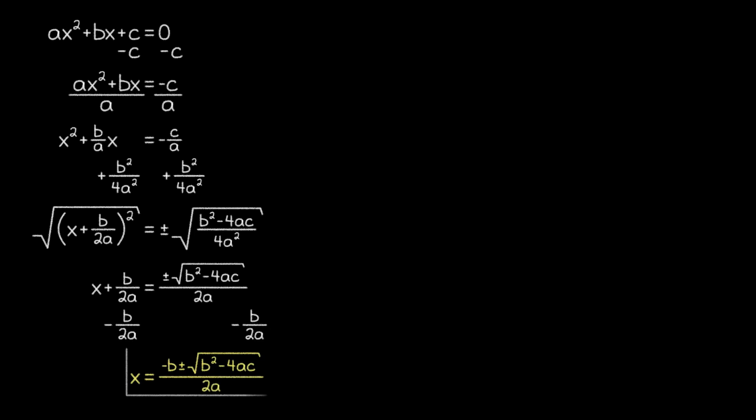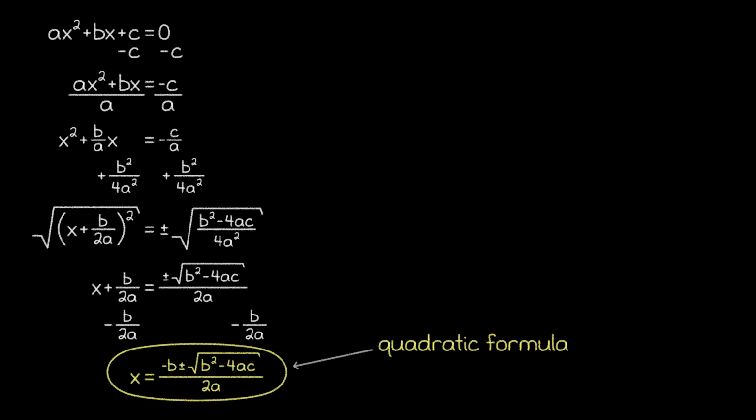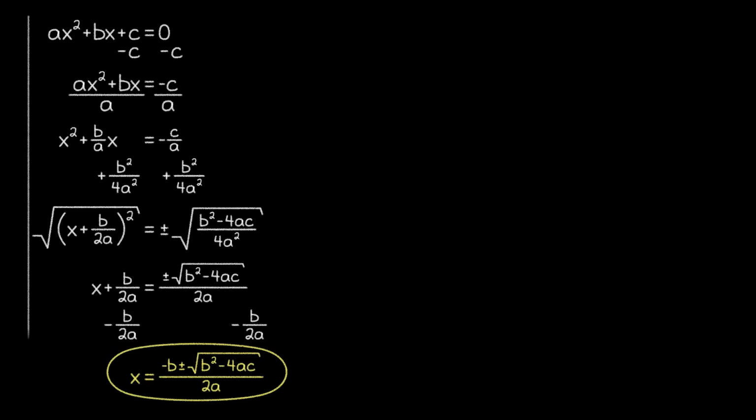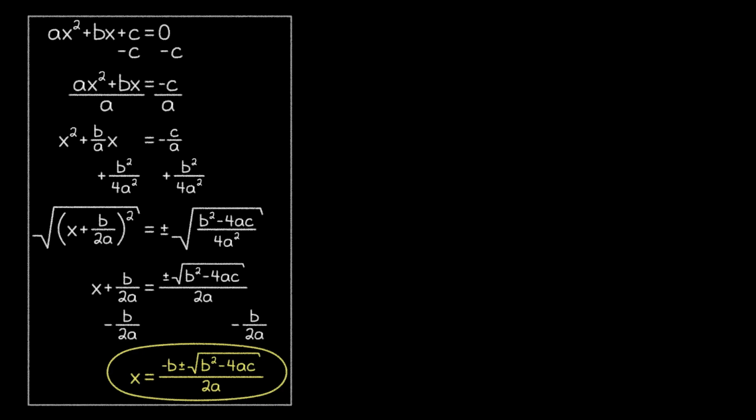We then get this equation, which tells us that x is equal to negative b plus or minus the square root of b squared minus 4ac all over 2a. This equation, as you may already know, is called the quadratic formula. It's a succinct and convenient way to find solutions to a quadratic equation. And now that we've gone through the work of deriving this formula, we can use it with a level of confidence that comes from knowing exactly how we got this formula.